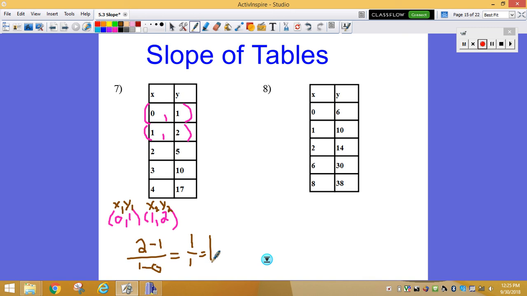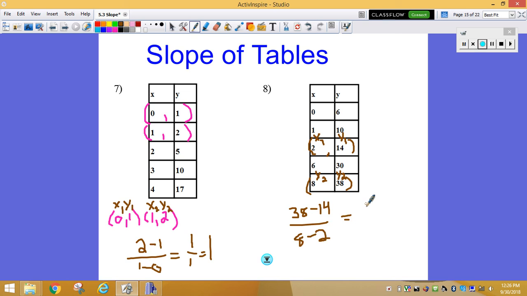Now, does it matter if you pick the first 2 ordered pairs or the first and last or the last 2? It doesn't matter. So like here, I'm going to pick 2, 14. I'm going to label it x1 and y1. And I'm going to pick the very last one, 8, 38. And again, x2, y2. So the formula is going to be y2 minus y1 over x2 minus x1.